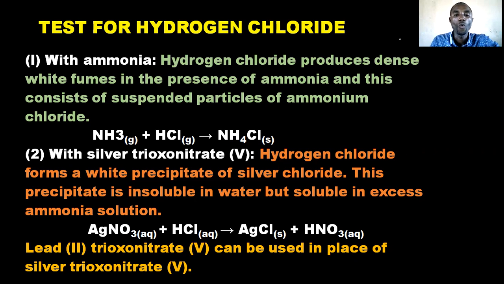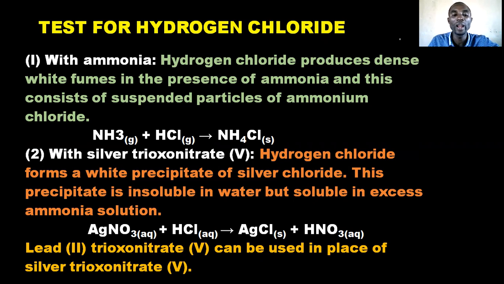So when hydrogen chloride is added to ammonia, or ammonia is being added to hydrogen chloride, white dense fume will be formed, and that white dense fume is ammonium chloride. So with that, we can use it to test it.